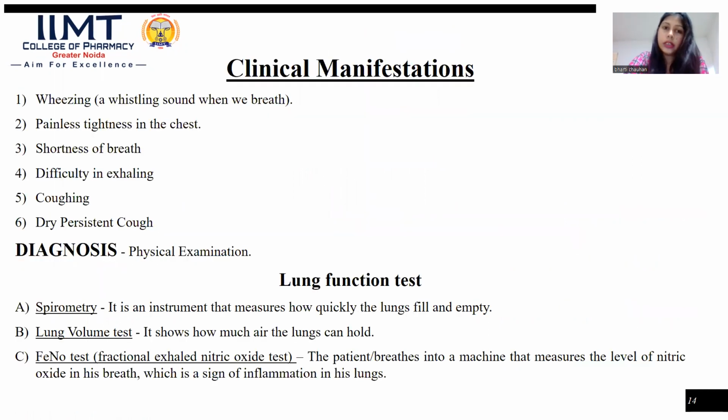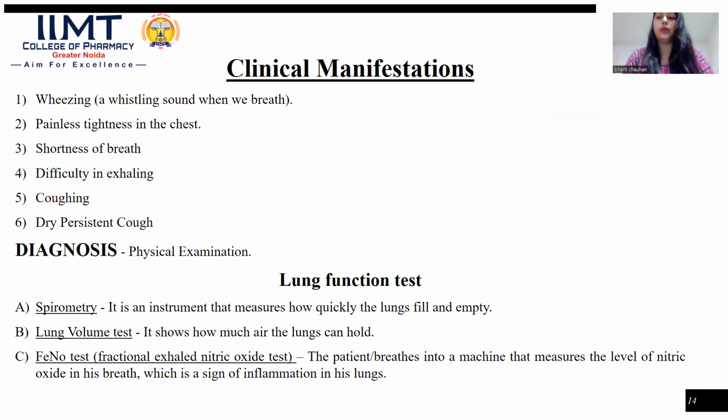Now, what is the clinical manifestation? Clinical manifestation for asthma is wheezing, painless tightness in chest, shortness of breath, and difficulty in exhaling, coughing, dry persistent cough.